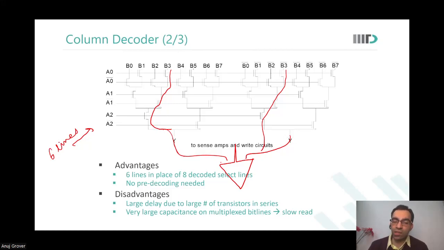And what other thing? Any other limitation of this one? Sir, the Y and Y bar are connected to two different transistors, so there might be some capacitance. I think that's what it's mentioned over there.